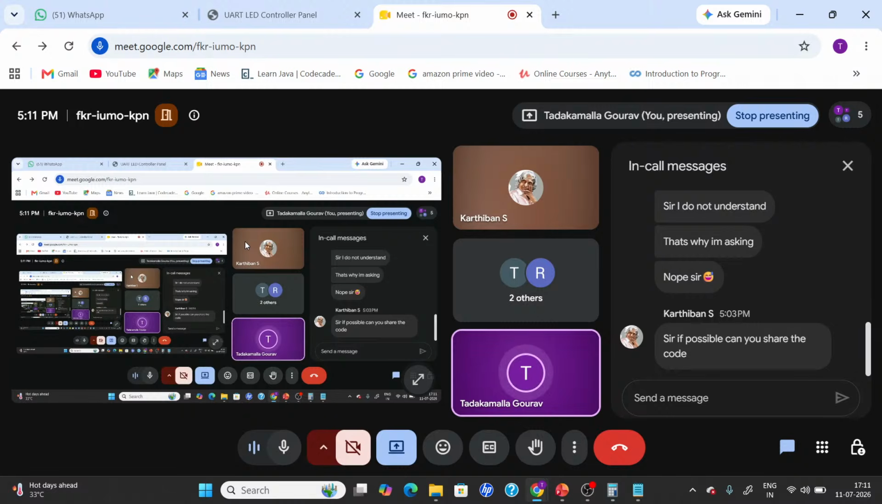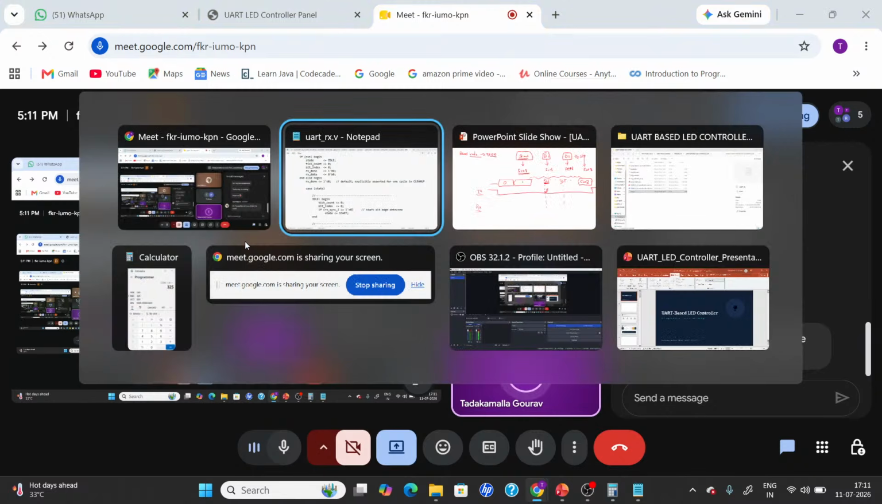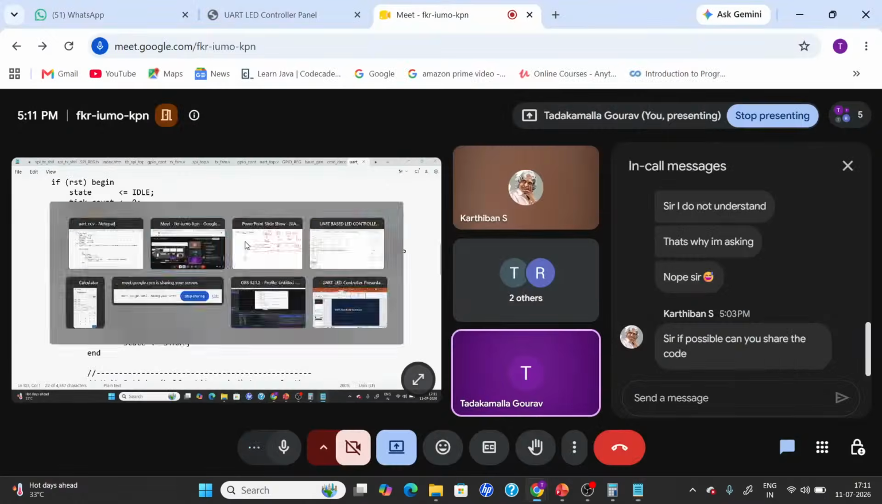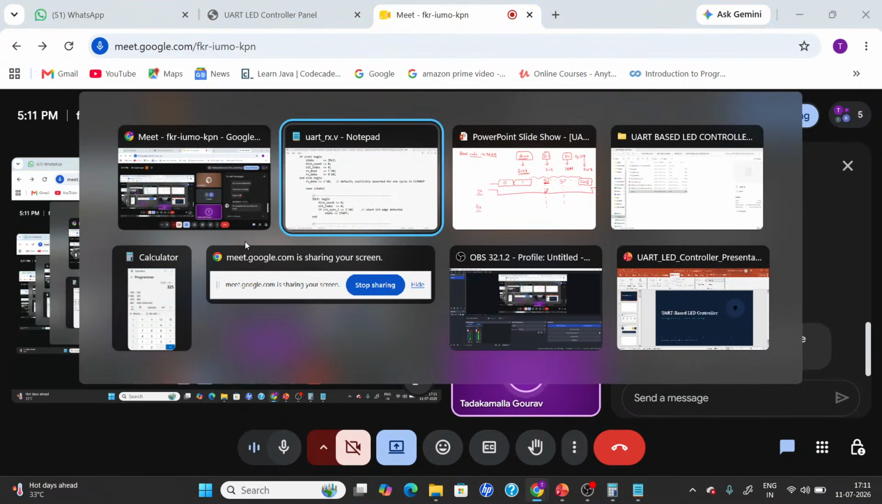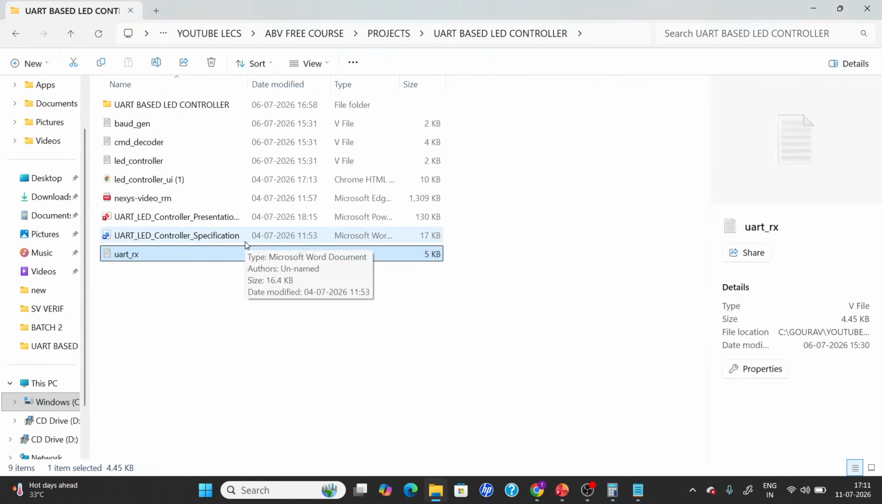So basically, the bridge has successfully received the data. Now, after, sorry, UART-RX has successfully received the data. Now, the receiver, after receiving the data, is going to give it to something known as the command decoder.